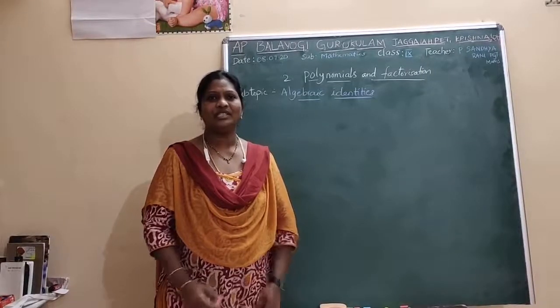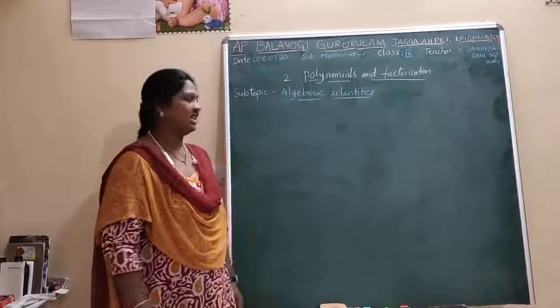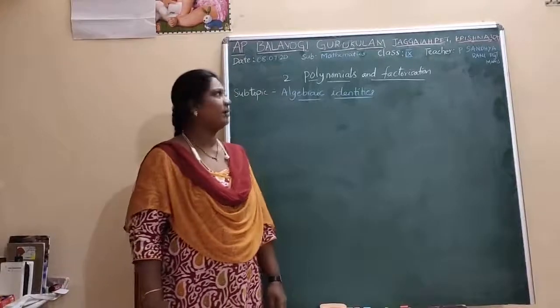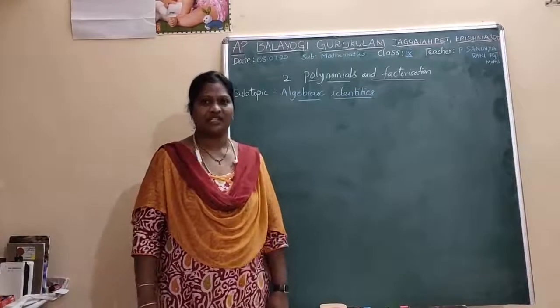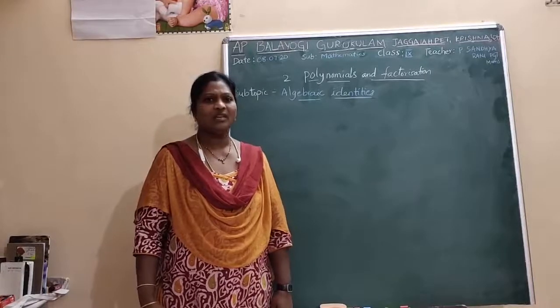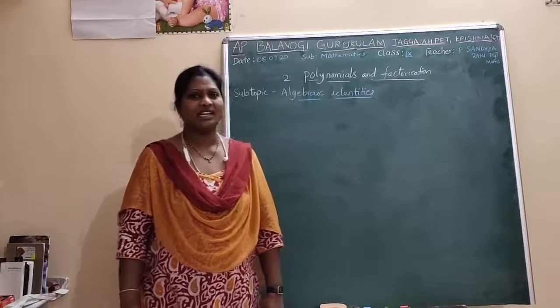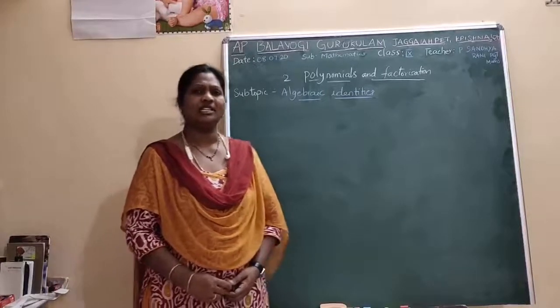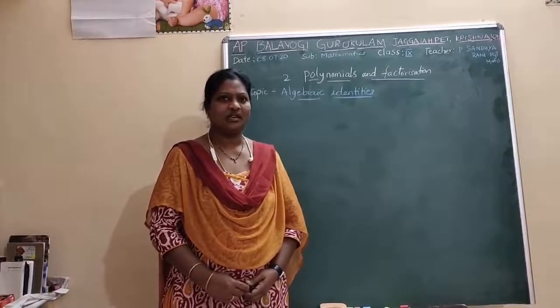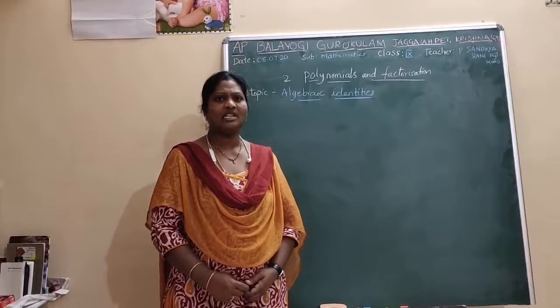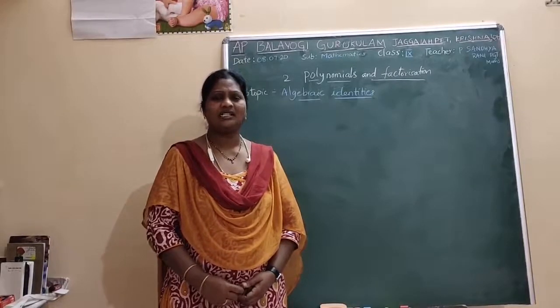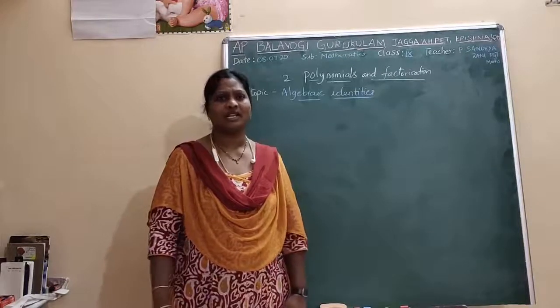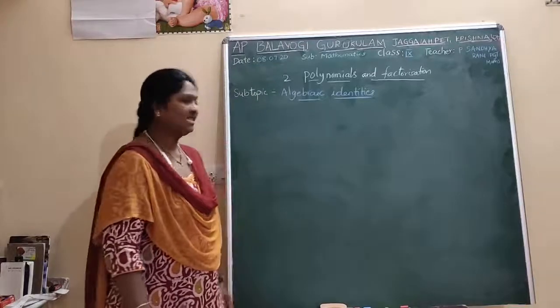Today we are going to discuss algebraic identities, which is in the second chapter, polynomials and factorization. Students, can you recall what an algebraic identity is? In earlier classes we have learned what an algebraic identity is. An algebraic identity is an equation that is satisfied by all the values occurring in it. Take one example, children.